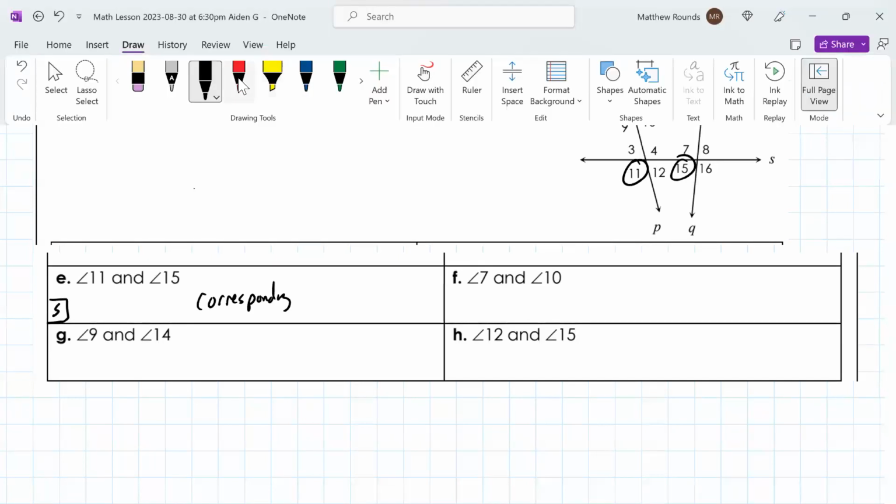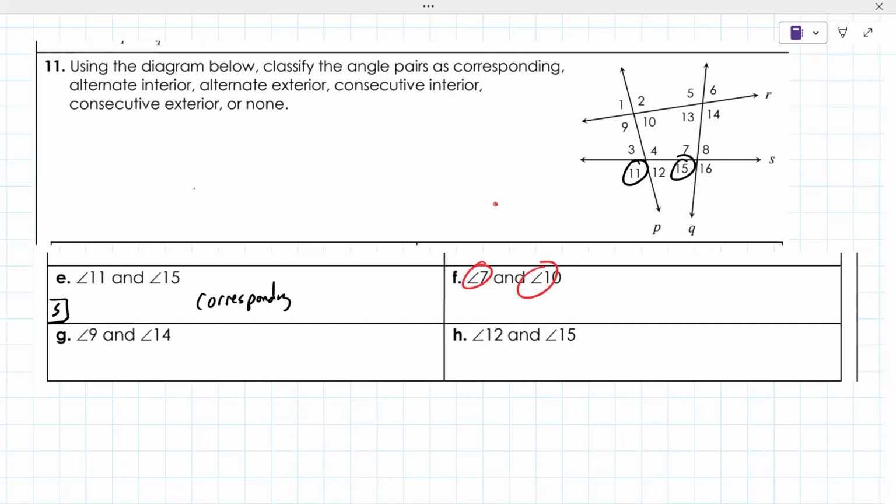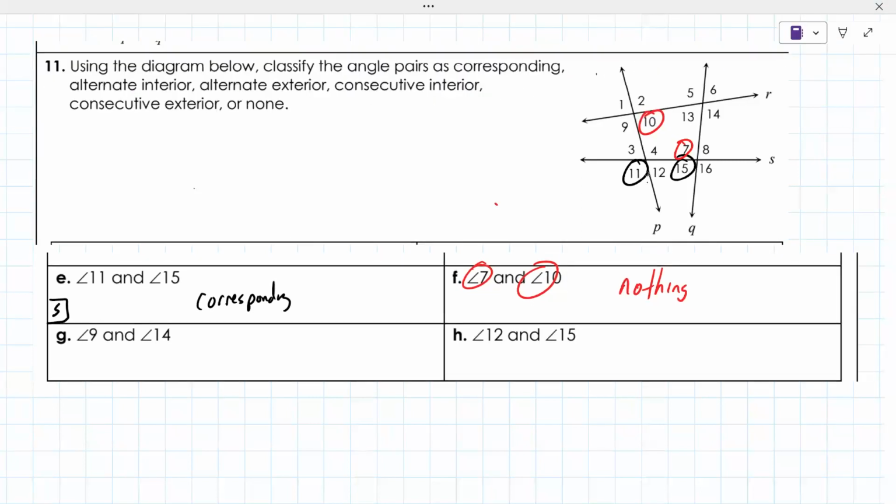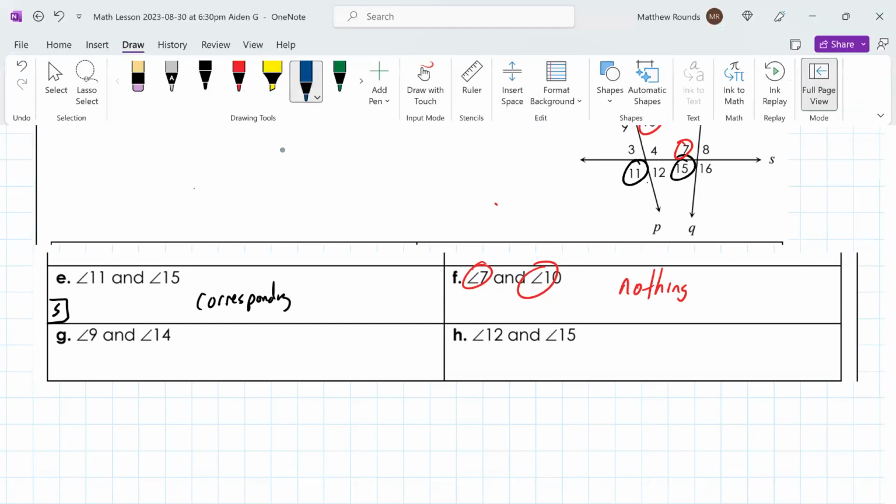All right, let's do the next one here. Do 7 and 10. So there's no transversal. These are truly nothing because they're not connected by a transversal in this drawing. Even if you were to add a line, which you should not, it wouldn't do much for it.